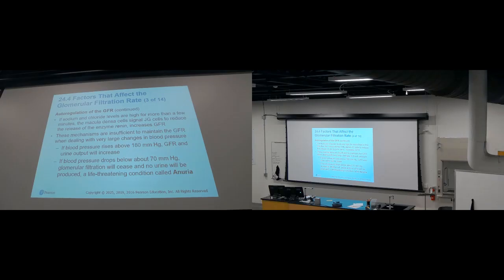And then all of this, again, is related to your blood pressure. So if your blood pressure increases to 180 millimeters of mercury, your urine output will increase. And if it's below 70, you'll have, of course, anuria.